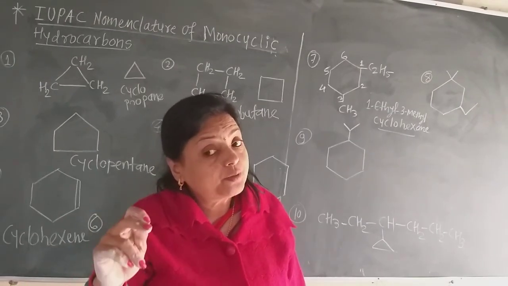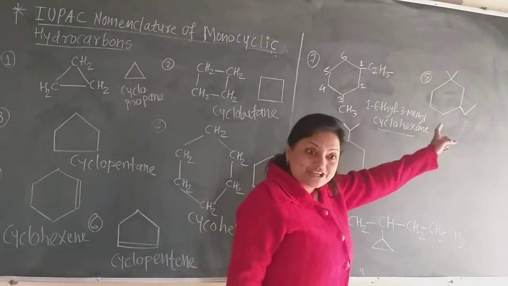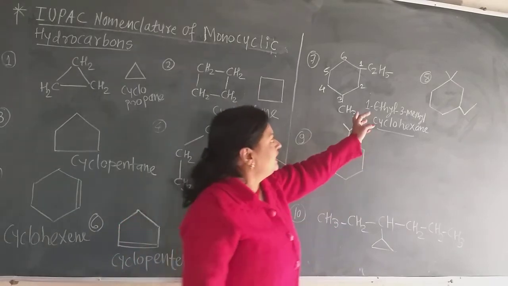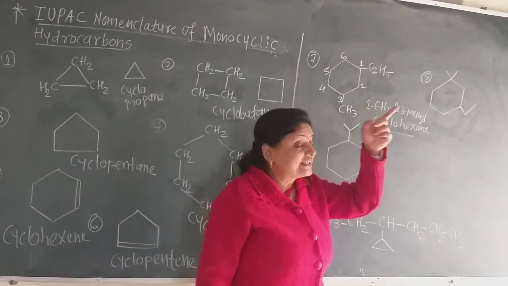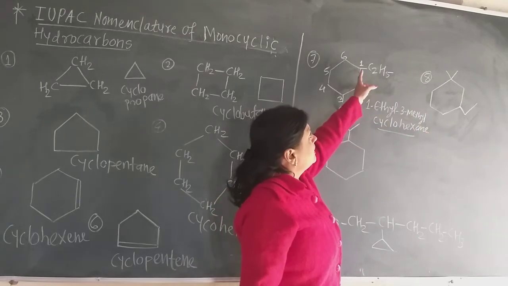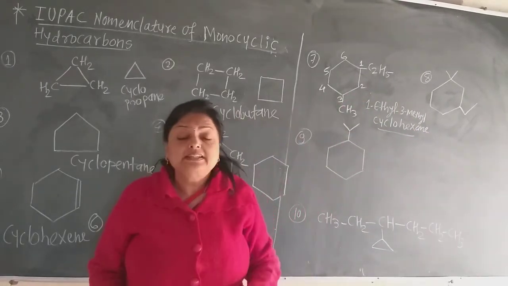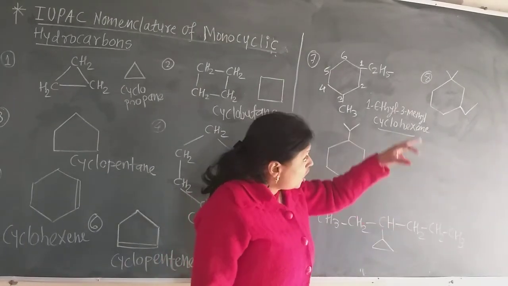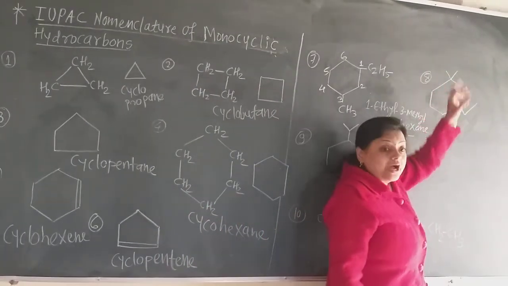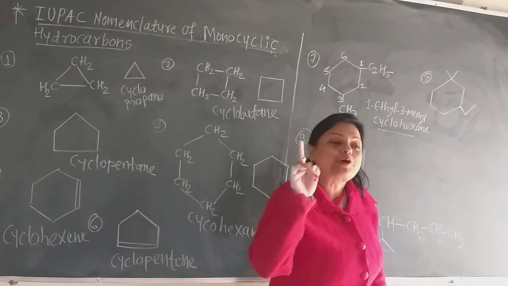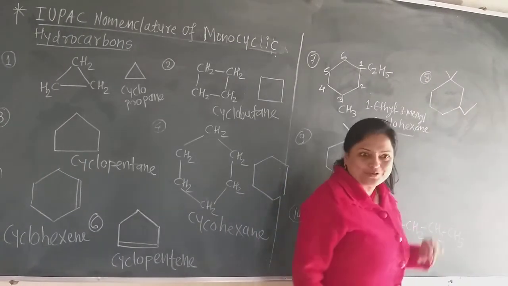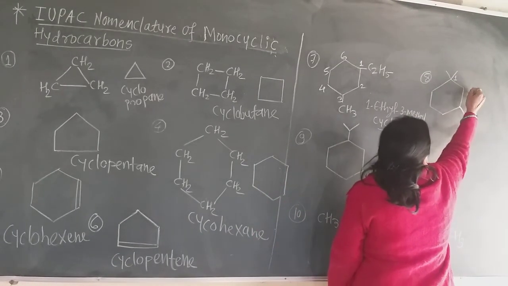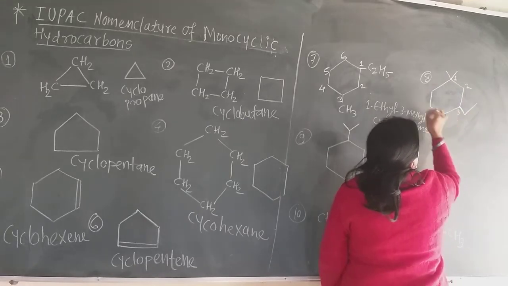Always number from that carbon which has two alkyl groups on the same carbon atom. If the two alkyl groups are on different carbon atoms, then give the numbering from the larger alkyl group. But if on the same carbon atom there are two alkyl groups, then give the numbering from that carbon, though the ethyl group is larger. So here numbering is from this: 1, 2, 3, 4, 5, 6.